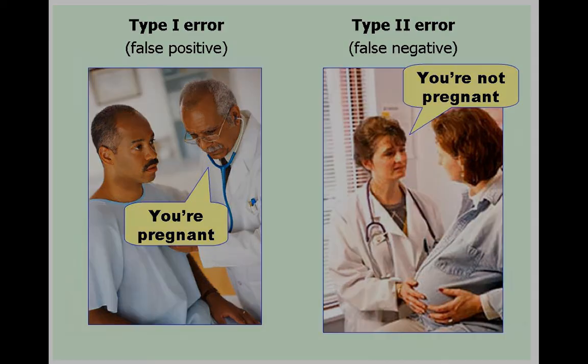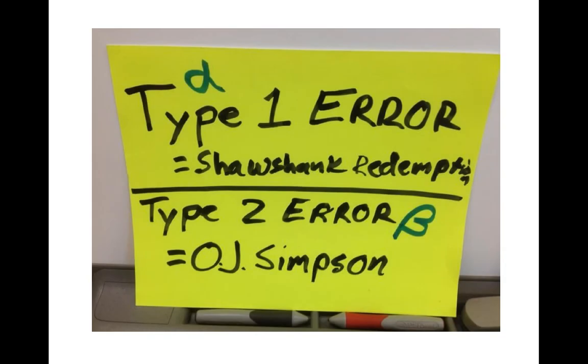Or another way to remember it, I like this example. Type 1 error is like Shawshank Redemption. Hopefully you guys are old enough and have seen Shawshank Redemption and know what's up with O.J. Simpson. So Type 1 error, Andy Dufresne is convicted of killing his wife and her lover when he didn't do it. Spoiler alert. Sorry, should have said that first. So he's convicted and he spends a bunch of time in this prison called Shawshank. That's the whole premise of the movie.